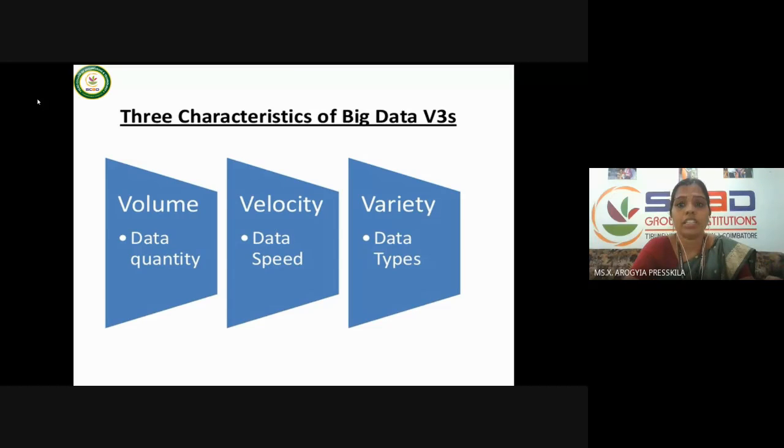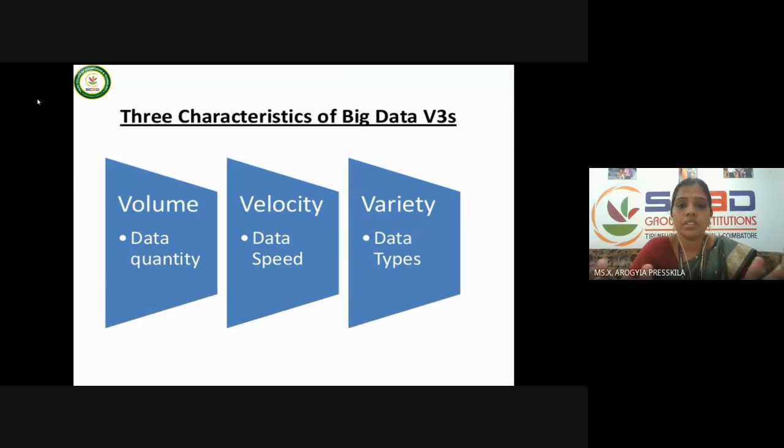For example, you are storing the data in the cloud. In the cloud you are storing the data, and that data can be considered as big data. So big data and cloud computing are joined together.